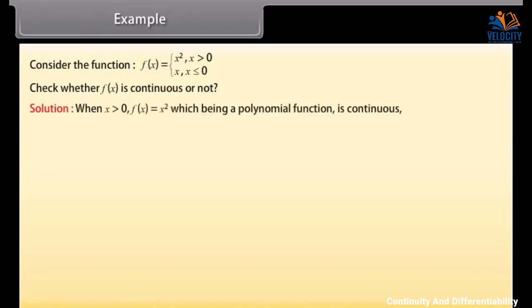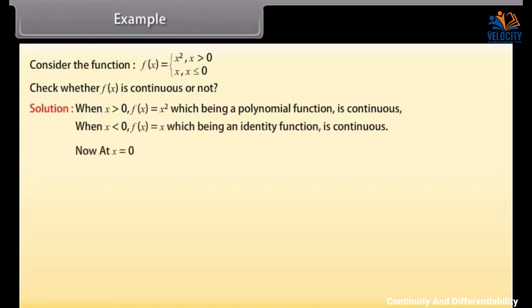Solution. When x is greater than 0, f of x is equal to x square, which being a polynomial function is continuous. When x is less than 0, f of x is equal to x, which being an identity function is continuous. Now the only doubtful point is x is equal to 0.